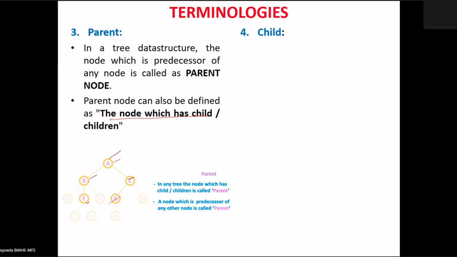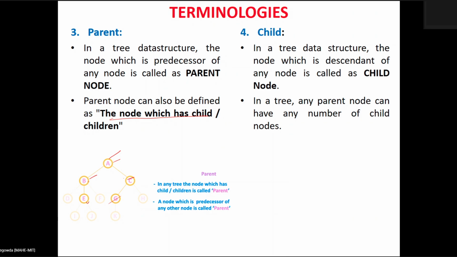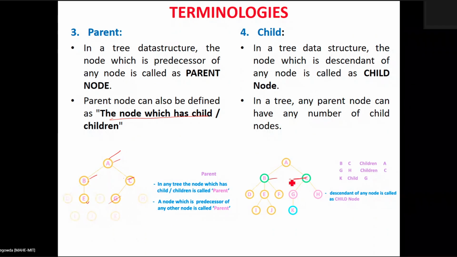The next terminology is the child. All immediate successors of a node are called its children. That means the node which is a descendant of any node is called a child node. If you look at this, B and C are the child nodes. The parent of B and C is A. Similarly, I and J are the children of E. So E is the parent of I and J, and so on.